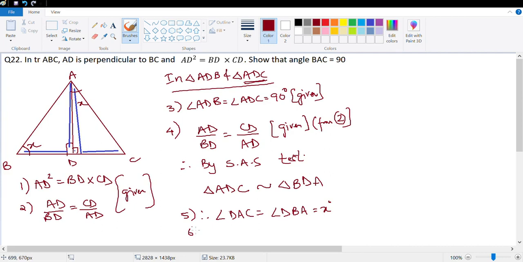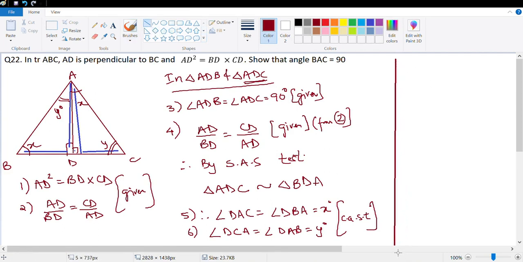Perfect. And angle DCA is equal to angle DAB, let's say is equal to Y degree. DCA, which is here, is equal to angle DAB, which is here, is equal to Y degree. Reason for this, corresponding angles of similar triangles are equal. So what we get is point number 7.